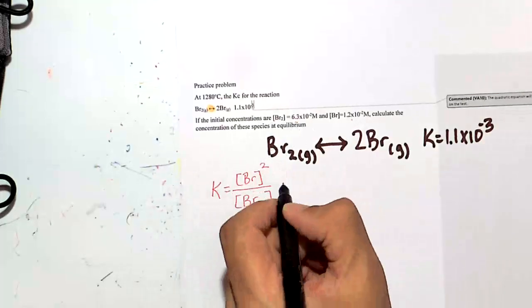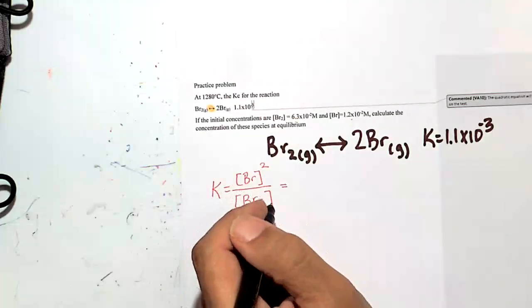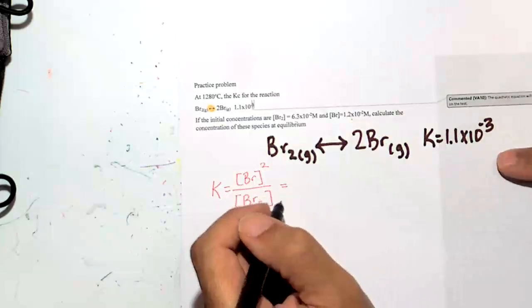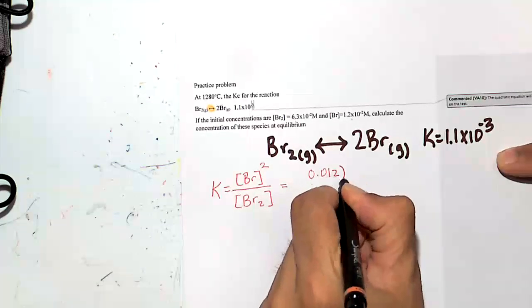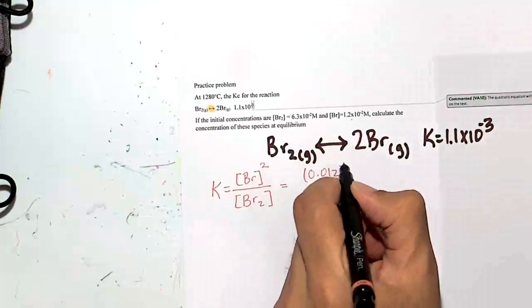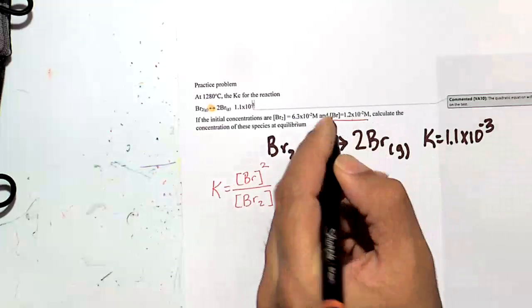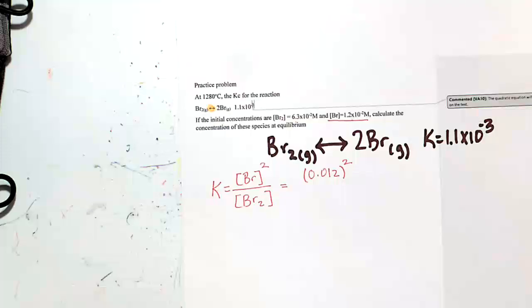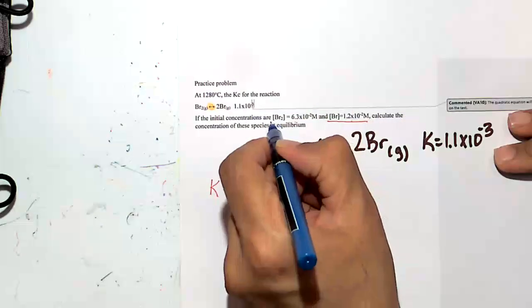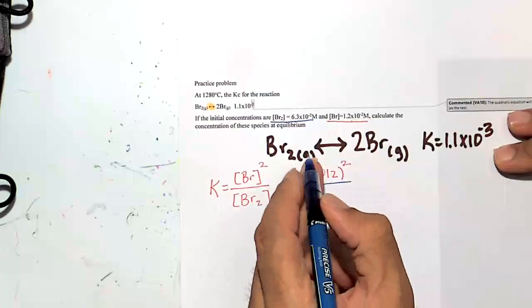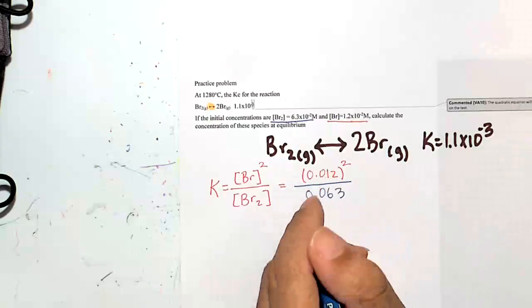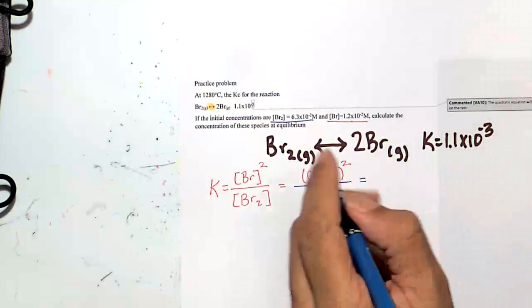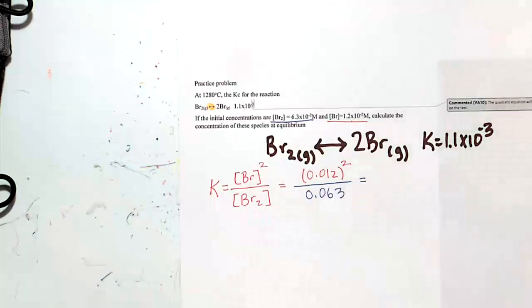So let's plug in the concentrations here. What is the concentration of Br? 1.1 times 10 to the minus 2, so that's going to be 0.012. What should we do with that 0.012? Square it. Divided by the concentration of Br2. What's Br2? 0.063. What should we do with that? Raise it to the 1 power. And this should equal 1.1 times 10 to the minus 3.